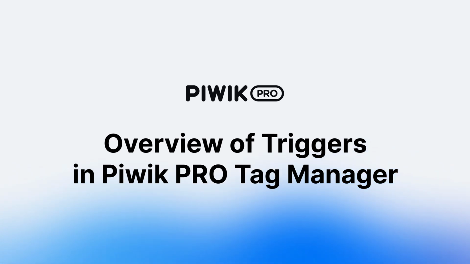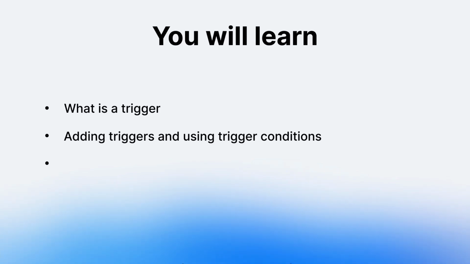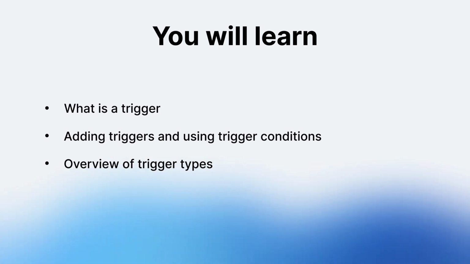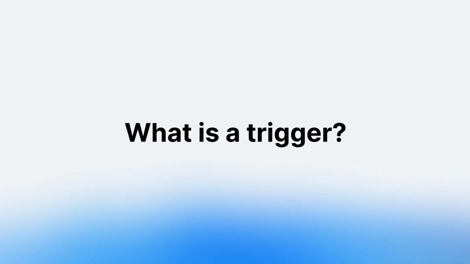Topic of the video: overview of triggers in Piwik Pro Tag Manager. So what are we going to learn? First we'll learn what a trigger is, and how to add and attach triggers to your tags. Before we get to any specific trigger types, we're going to talk about general information that you should know about trigger conditions and the logic that can be applied to them. Then we're going to zoom in to explain each trigger type with some live examples. Let's dive in.